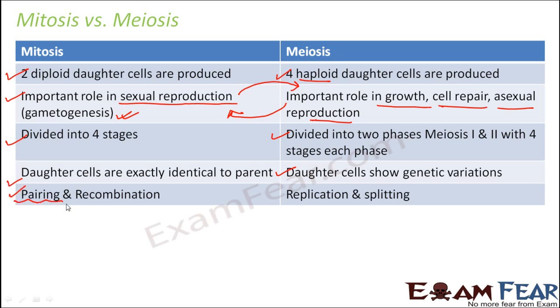Mitosis, the concept lies behind pairing and recombination. I'm sorry, it is all messed up. So this is again for meiosis and this is for mitosis. So here, replication and splitting. The DNA gets replicated and then it is split to the daughter cells. In case of meiosis, it is first paired up and then recombined so that crossing over can take place and genetic variations can come into picture. So replication and splitting in case of mitosis, pairing and recombination in case of meiosis. So these are some of the points of difference between mitosis and meiosis.